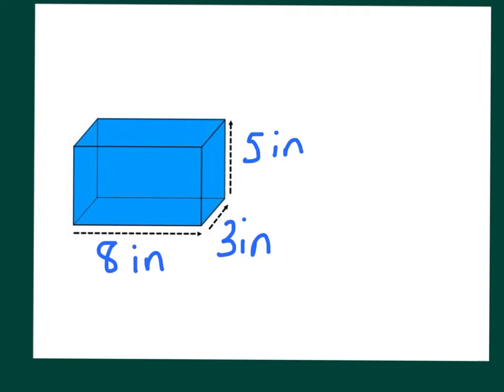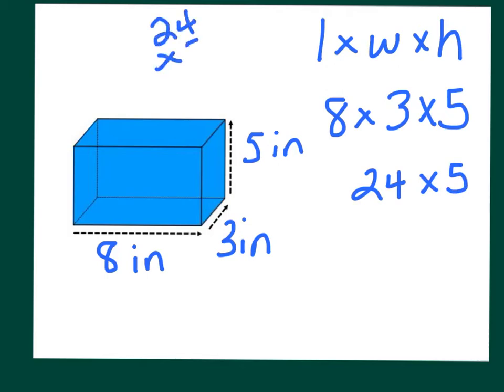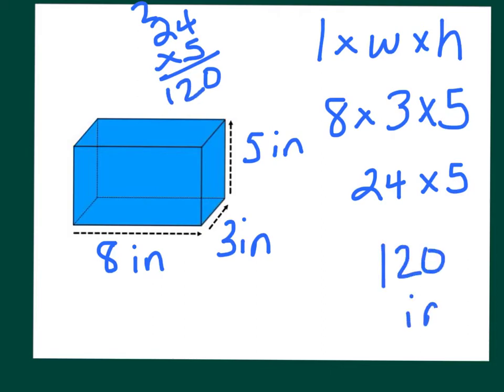If I am looking at my formula, length times width times height, I would have to do 8 times 3 times 5. So I could do 8 times 3 is 24. 24 times 5, well, I don't know that off the top of my head, so I need to work it out. 4 times 5 would be 20. And then 20 times 5 would be 100 plus 20 more is 120. So it would be 120 inches cubed.